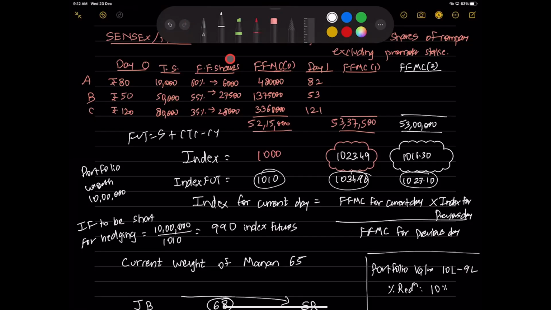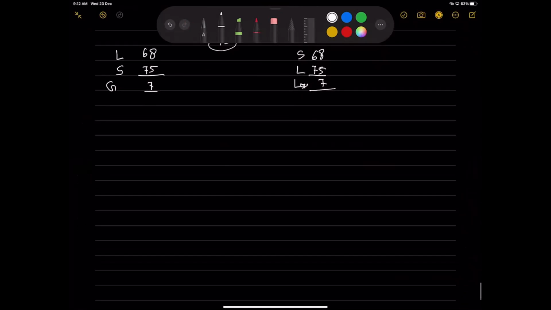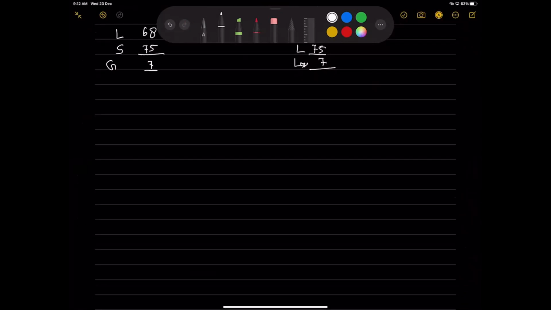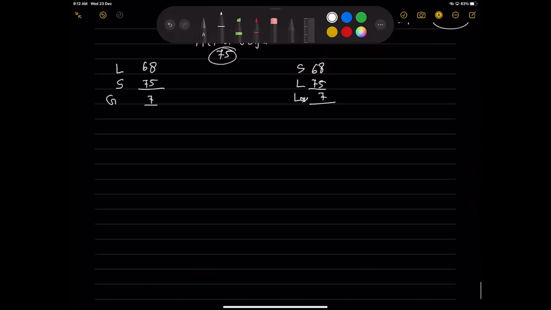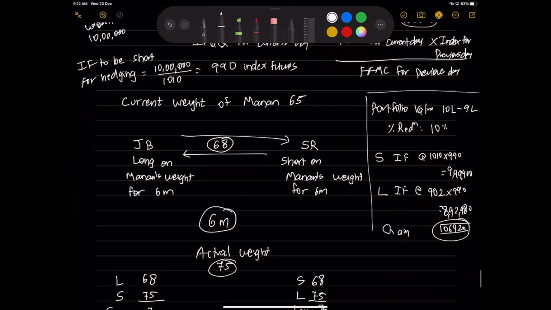Okay, let's continue. I hope everyone is back. I had a doubt. If the portfolio value goes up, then what happens? I mean, then we still have a short position, right?